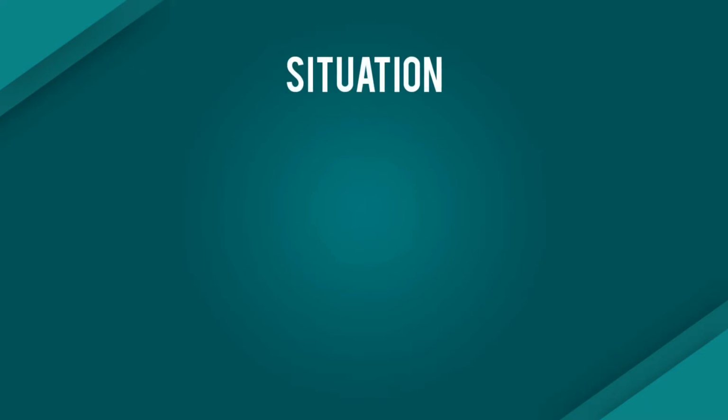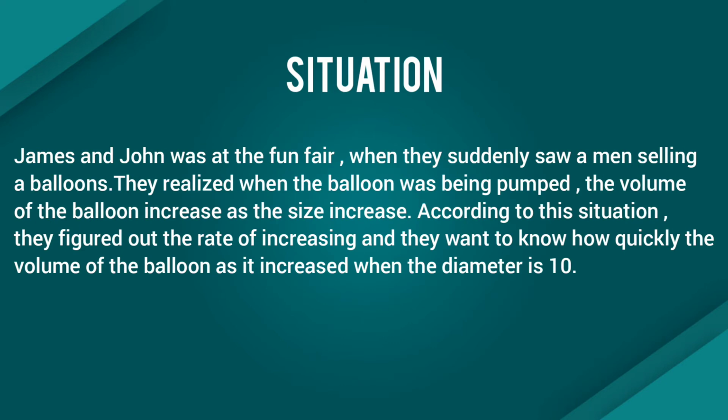For the first situation, James and John were at the fun fair when they suddenly saw a man selling a balloon. They realized that when the balloon was being pumped, the volume of the balloon increased as the size increased. According to this situation, they figured out the rate of increase and they want to know how quickly the volume of the balloon increases when the diameter is 10.